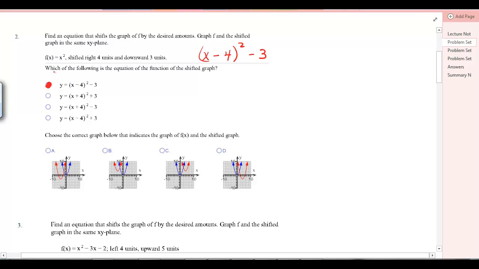Choose the correct graph that shows that. So the blue is where it's normal. Which one shows a red one that went to the right 4 and down 3? That would be this guy.